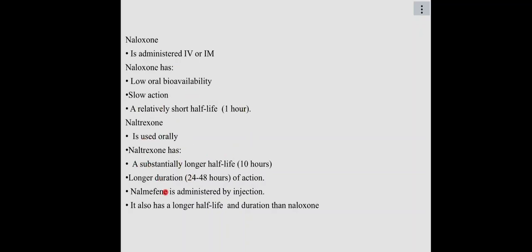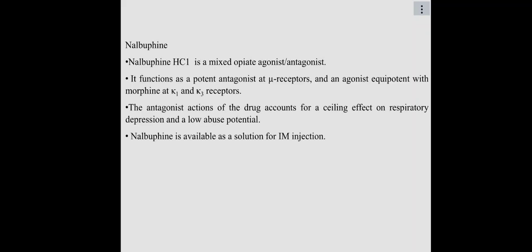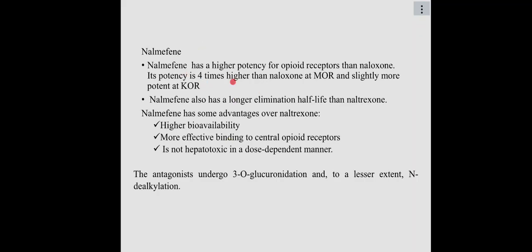Then we have nalmefene, which is also a pure antagonist. It has also higher activity than naltrexone. We can understand why, because you have replaced the oxygen with a methylene group. You have improved the interaction of nalmefene with the hydrophobic site at that position. And of course, you have also increased the lipid solubility by replacing the oxygen with a methylene group, as we have already discussed. So it has a higher potency for opioid receptors than naloxone and even naltrexone. It's about 4 times higher potency than naloxone for the mu opioid receptors, and slightly more potent at the kappa opioid receptors. Nalmefene also has a longer elimination half-life than naltrexone, and we have explained why.